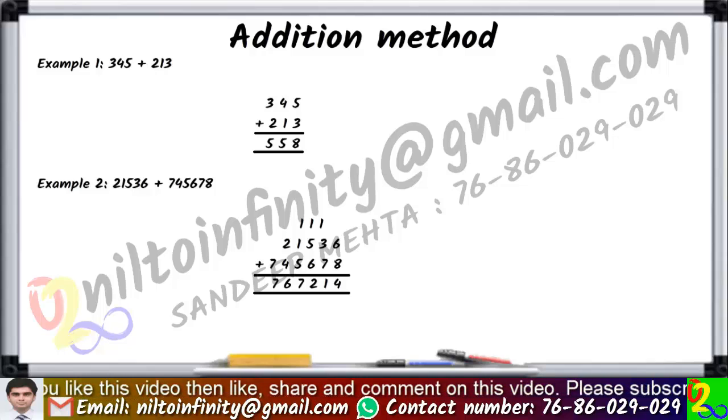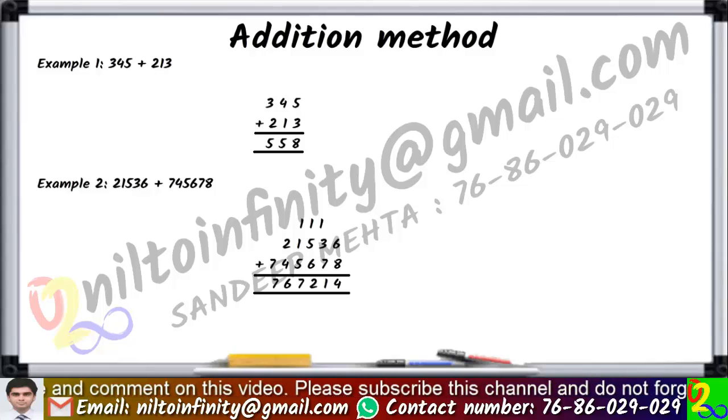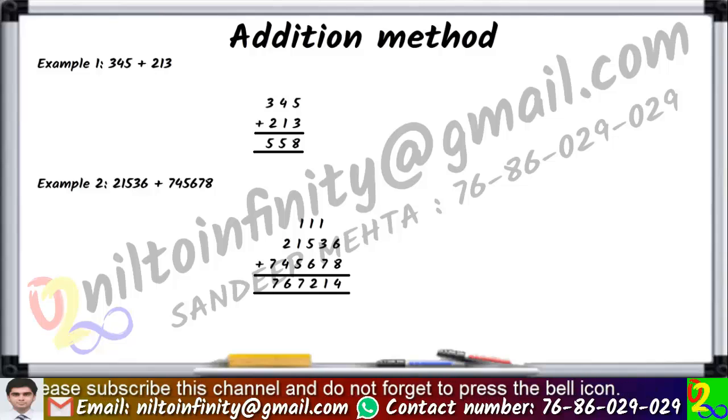So the addition of 21,536 and 7,45,678 gives 7,67,214.